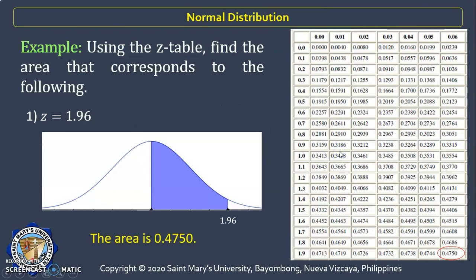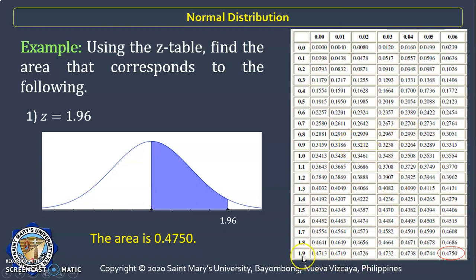So let's have an example. Using the z-table, find the area that corresponds to the following. Z equals 1.96. Remember that the middle portion of the normal curve is the mean, which is equal to 0. So when we are looking for z equals 1.96, it is the area between 0 and 1.96. And it can be located easily in our z-table.